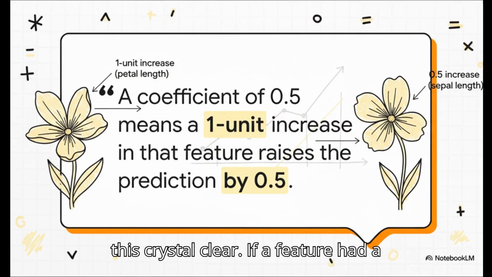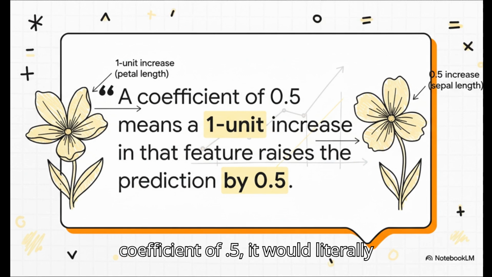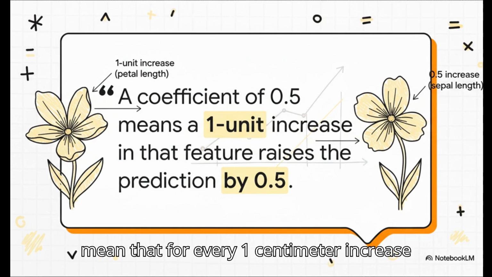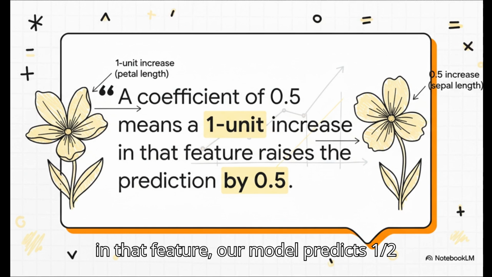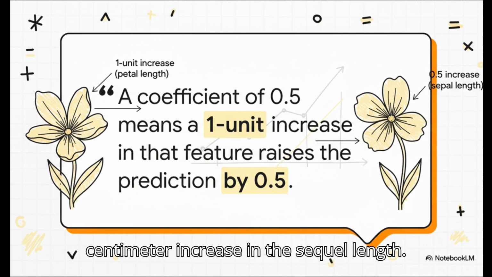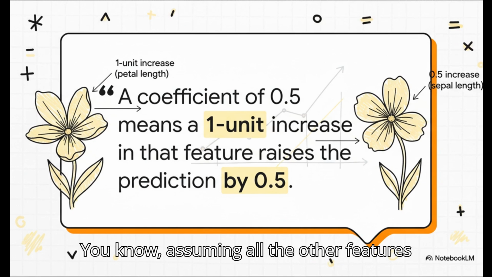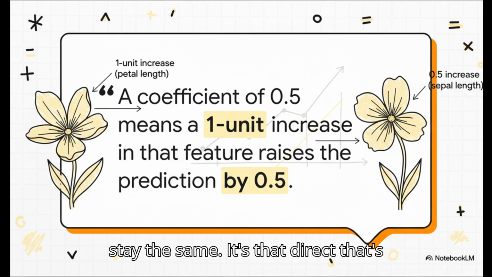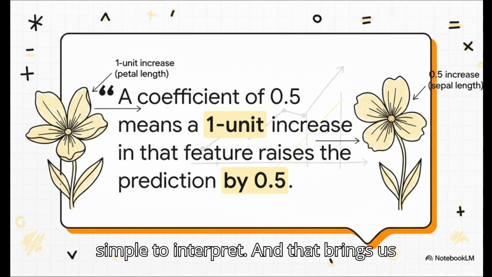Just to make this crystal clear, if a feature had a coefficient of 0.5, it would literally mean that for every 1 centimeter increase in that feature, our model predicts a ½ centimeter increase in the sepal length, assuming all the other features stay the same. It's that direct, that simple to interpret.